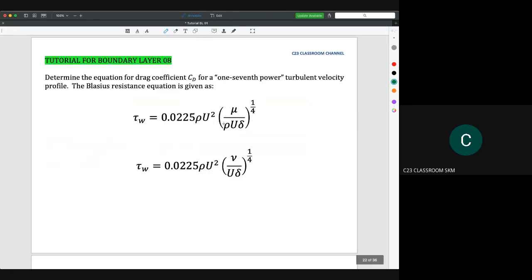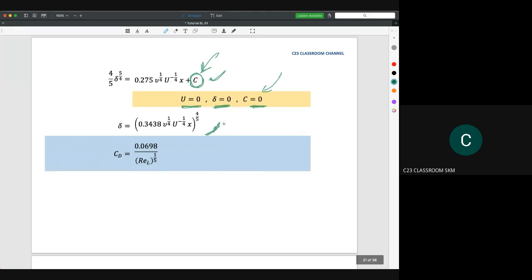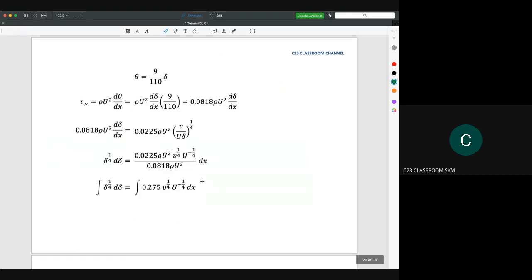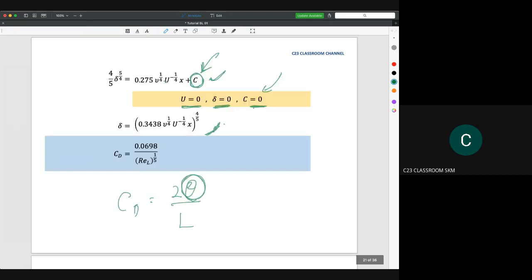Okay, and then I just keep the calculation here. This is the value of delta. Then what you could do is the simple one. The CD here is actually 2 theta over L. Here we already know about the value of theta. We have 9 over 110 delta, and the value of delta here is already calculated. So this is the value of delta.